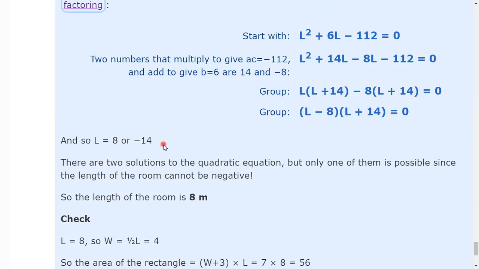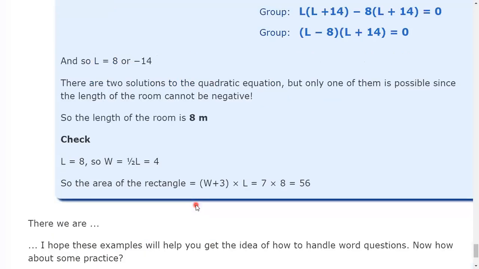Minus 14 cannot be taken because length cannot be negative. So we are ignoring this. That's why the length is 8. There are two solutions to the quadratic equation, but only one of them is possible since the length of the room cannot be negative. As I was saying, ignoring this one and keeping this length 8, because length cannot be negative. So we have only one choice, that is the length of 8. So the length of the room is 8. That was the required answer. We were looking for the length.